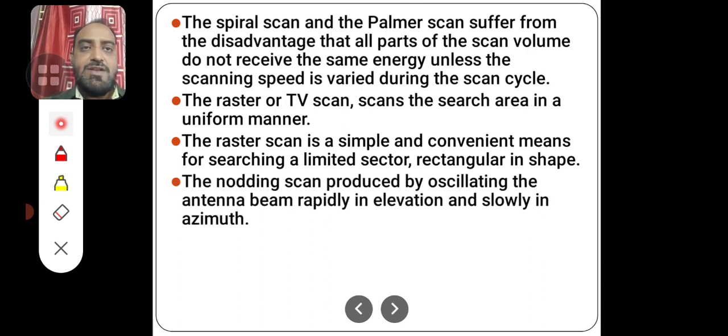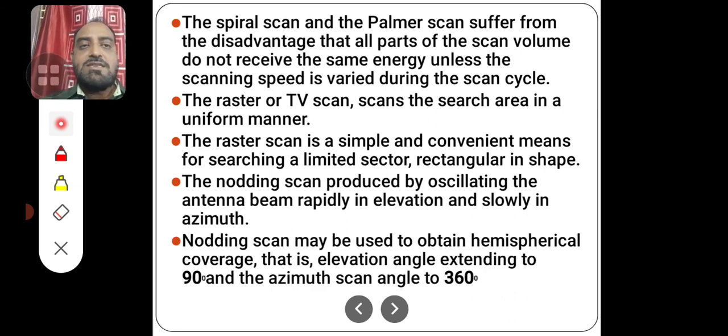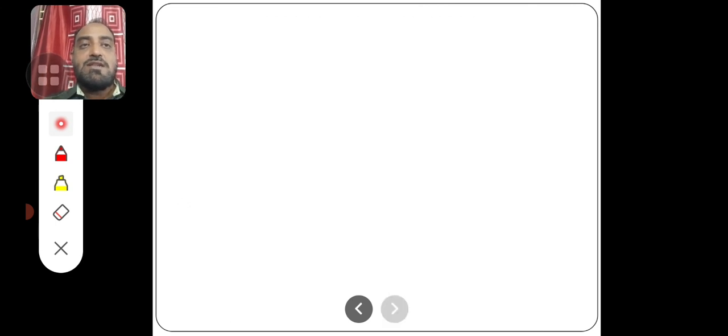The final one is the nodding scan, produced by oscillating the antenna beam rapidly in elevation and slowly in azimuth. You can understand this by seeing that diagram, which has rapid changes in the vertical direction and very little movement in the horizontal direction. The nodding scan may be used to obtain hemispherical coverage, that is, elevation angle extending to 90 degrees and azimuth angle to 360 degrees. Slowly you can rotate that antenna. So this is about tracking in range. Thank you.